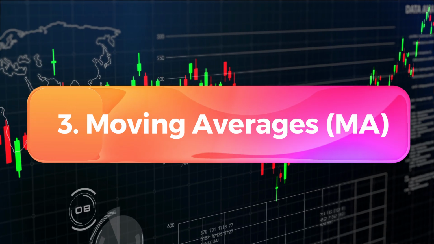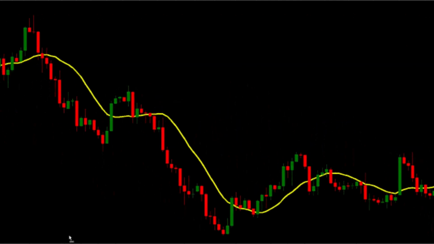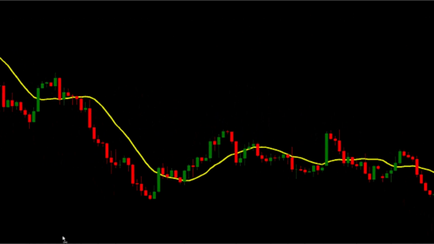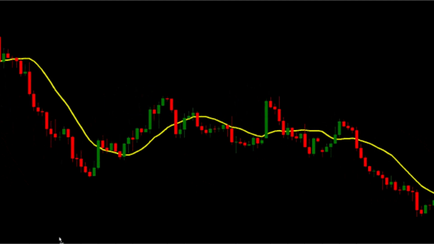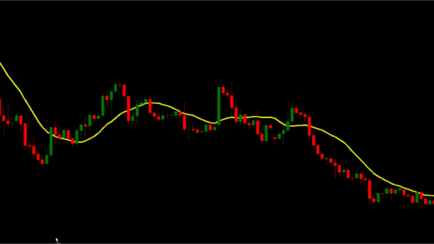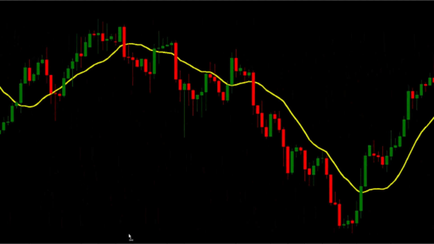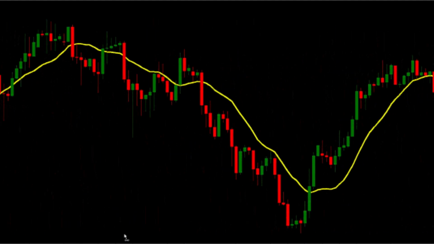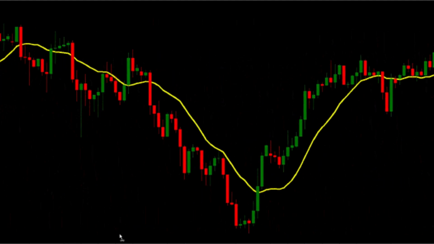3. Moving averages. Simple moving average: the average price over a specific period. Exponential moving average gives more weight to recent prices, making it more responsive to current market conditions. How to use: crossovers: when a shorter period MA crosses above a longer period MA, it's a potential buy signal. The opposite is a potential sell signal. Support resistance: moving averages can act as dynamic support or resistance. Look for price bounces near key moving averages.